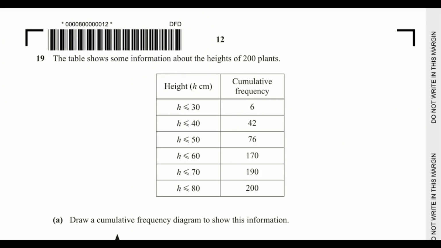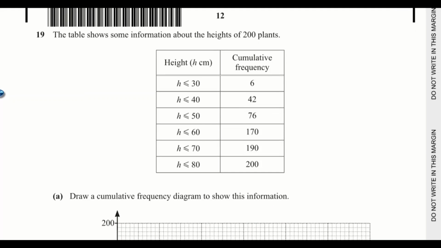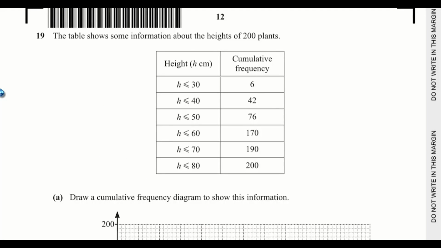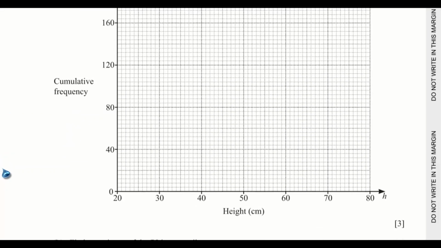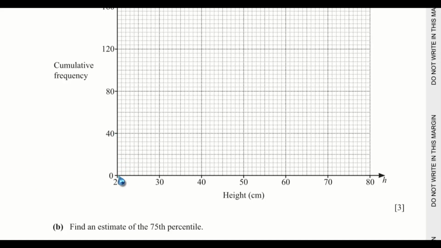That will be question 19. So the table shows some information about the height of 200 plants. So draw a cumulative frequency diagram to show this information. So what you need to do is we need to get the value of each line on the y-axis. And if you see from here, it is 4, because 10 lines give 40 units, so a line will be 4 units.